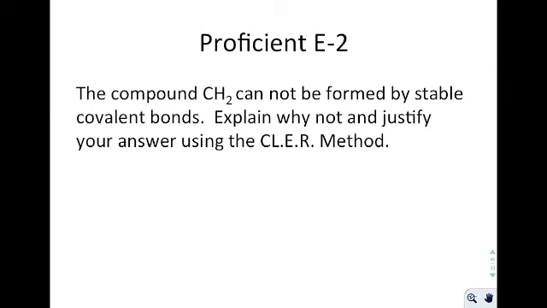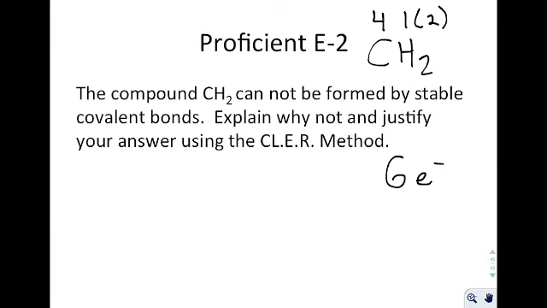The compound CH2 cannot be formed by stable covalent bonds. Explain why not and justify your answer using the clear method. So the first thing that you would recognize is you have carbon. Carbon has 4 valence electrons and each hydrogen has 1, making 2 total electrons from hydrogen. So I have 6 electrons that are available.